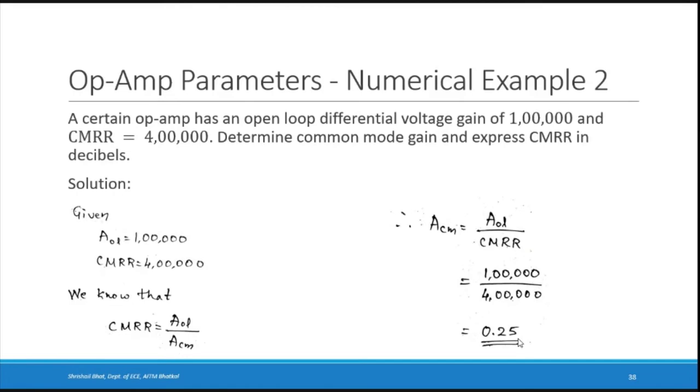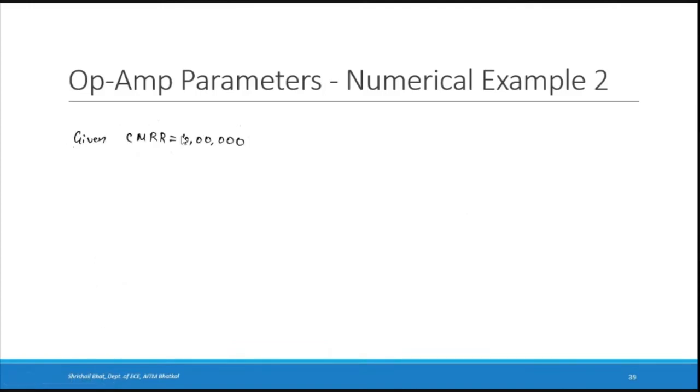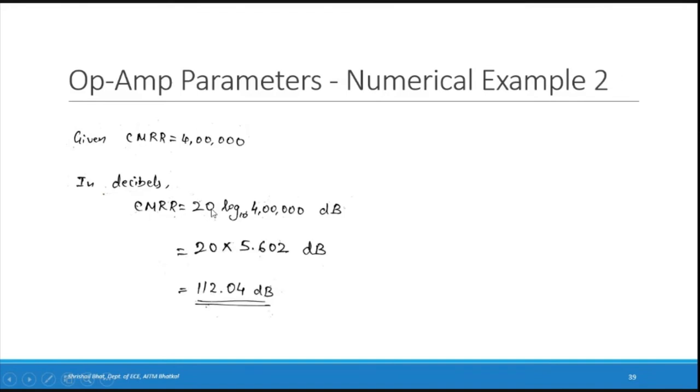So now you are also asked to express this CMRR in decibels. CMRR is already given. Just find the value in decibels. Just find the log of that and multiply by 20. You get that in decibels. Given CMRR is 4 lakh. In decibels, just find the log and multiply by 20. 112.04. Yes, Dami says the answer, it's right. 112.04 decibels. So that's the value in decibels.